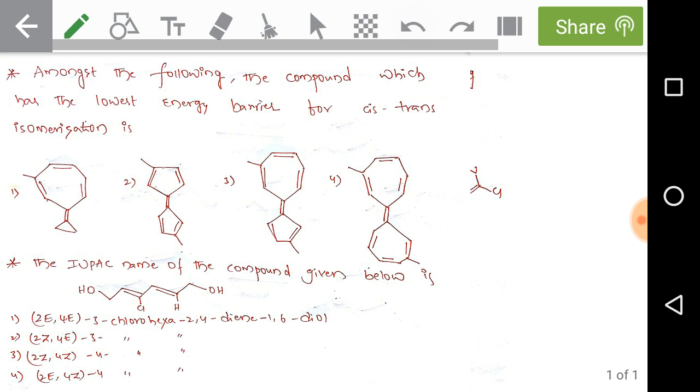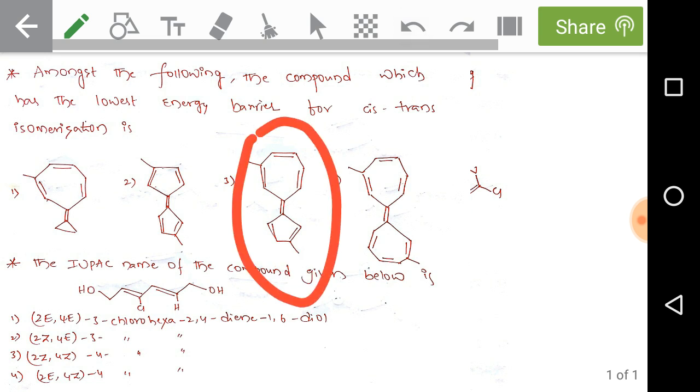Then the single bond can be easily rotated and the trans form can convert to the cis form and the cis form can be converted to the trans form. That means the lowest energy barrier is possible in the third option.